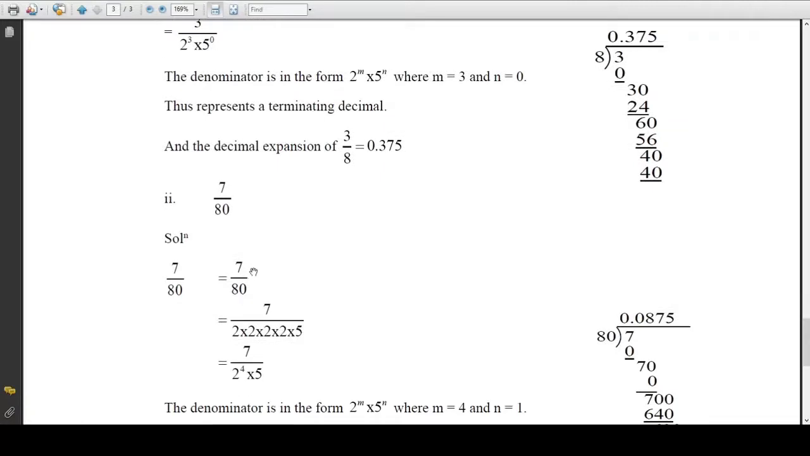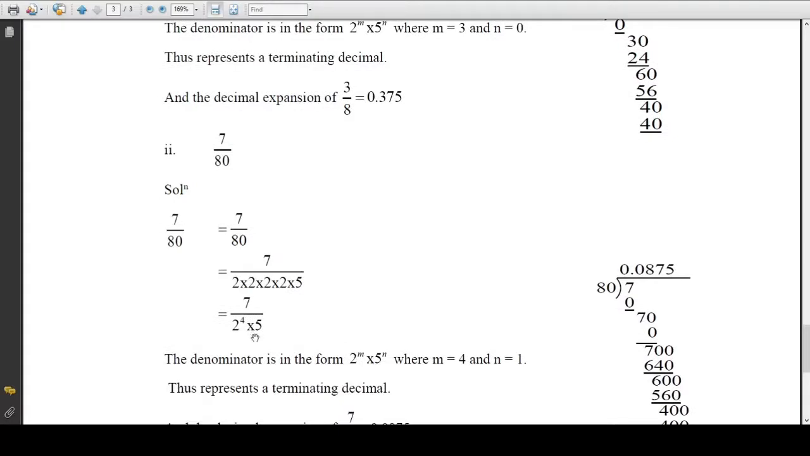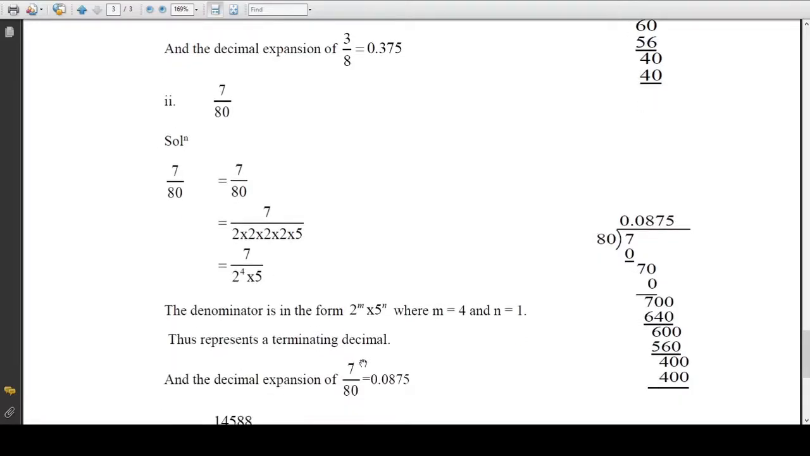Okay, next number 2. 7 by 80. The factors of 80 are 2, 2, 2, 2 and 5. Meaning 2 to the power 4 multiply 5. You can directly say that yes, it is in the form 2^m multiply 5^n, where m is 4 and the power of 5 here is 1. Which represents a terminating decimal. Let us check by dividing whether it is terminating or not.